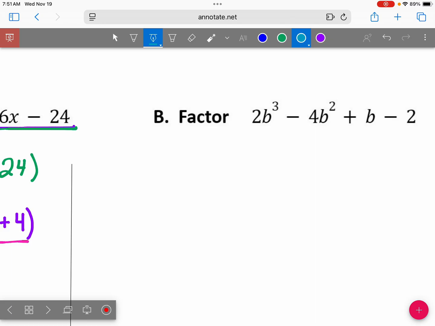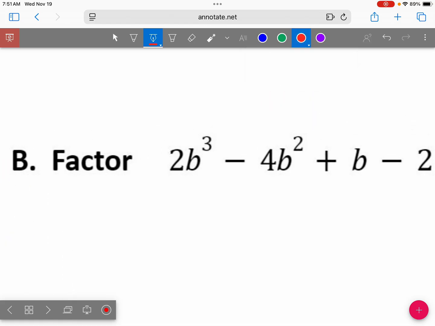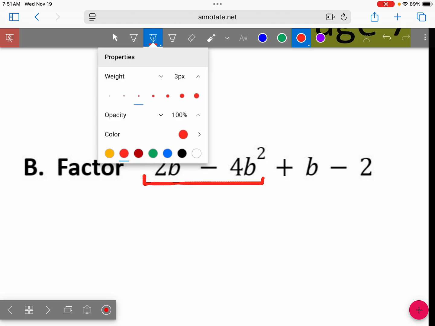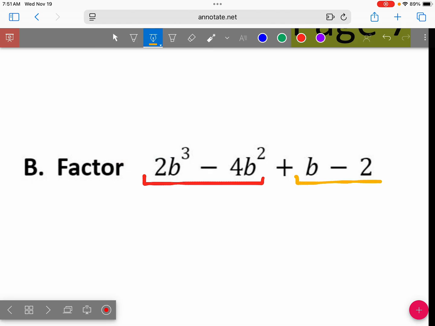These are weird. They are awkward. It's a thing. I'm sorry. One of those things. So our first step is to break these up into pairs. I'm going to take my first two pieces and make one pair there, and I'm going to take my second two pieces and make one pair there. We want to make sure we have a plus in between. Since there is a plus in the middle, we are good to go.